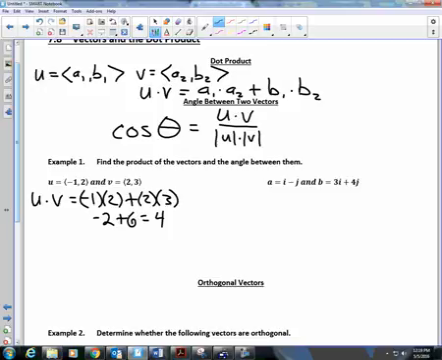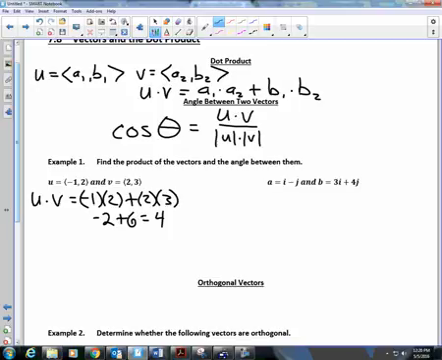Now, let's think about this. If an angle is acute, is it in the first quadrant or second quadrant? First. Is cosine positive or negative in the first quadrant? Positive. If an angle is obtuse, is it in the first or second? Second. Is cosine positive or negative in the second? Negative. So you can tell that this truly does matter whether it's positive or negative, right? If you get a negative, you're going to get an obtuse angle between 90 and 180. If you get a positive, it's going to be between 0 and 90.